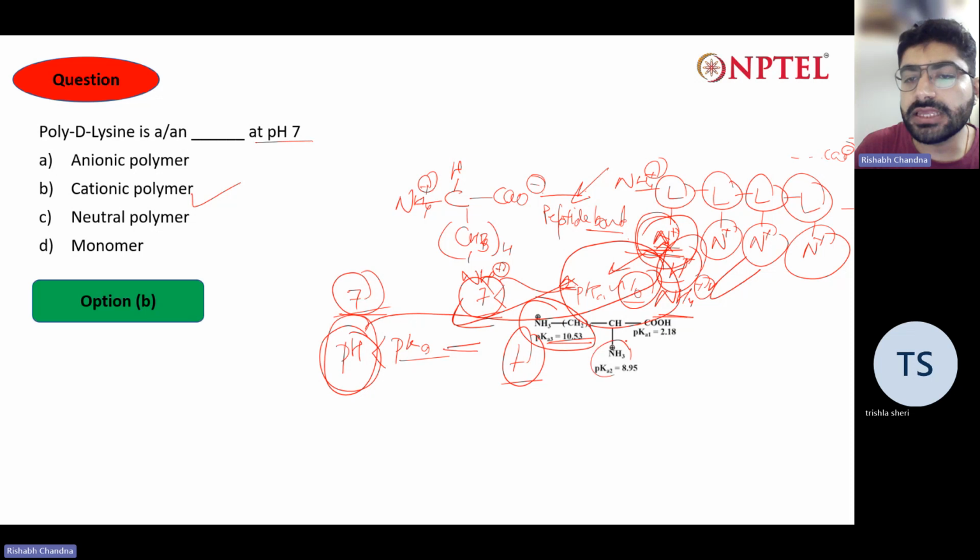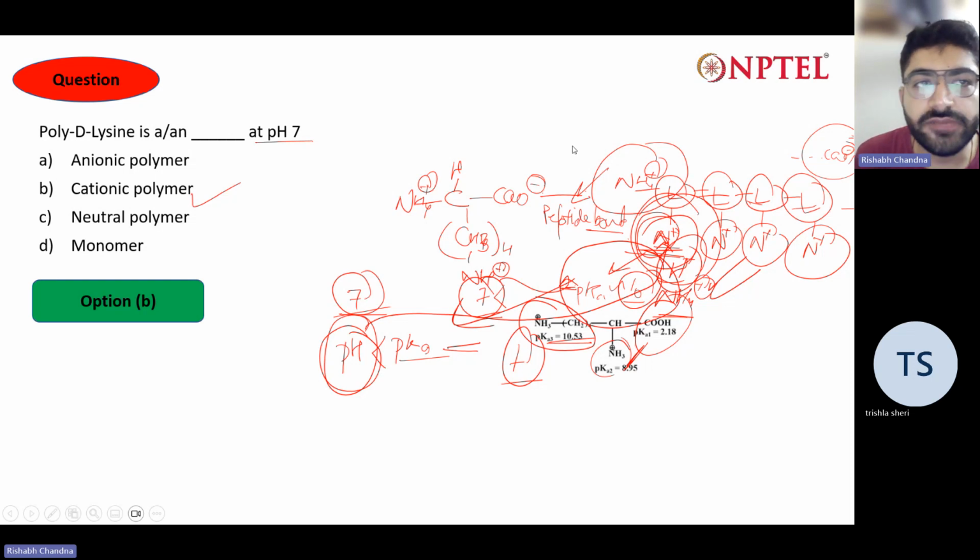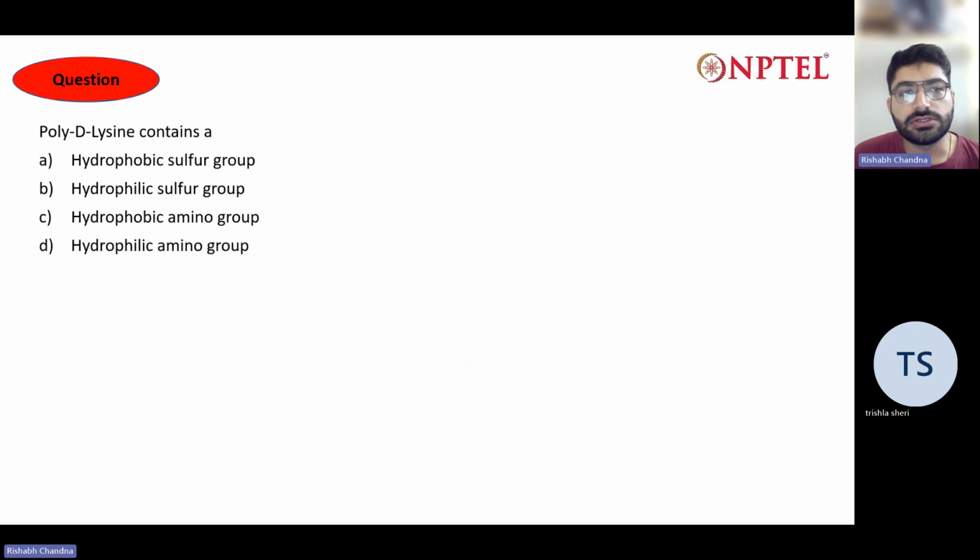The other pKs we will not consider in this case because only one amino and carboxy terminal is there, so that will not make any change here. The major group concerning the charge of the polylysine is this amino group only. These endpoints we will not consider, and the rest of the amino and carboxy terminals are involved in making the peptide bond, so they will also not be considered. So at pH 7, poly D lysine will have a cationic charge on the molecule. We'll move on to the next question.